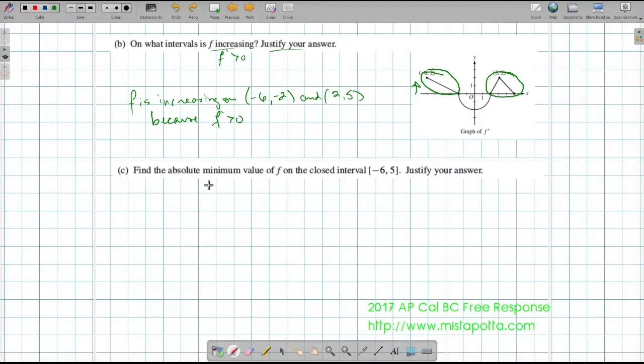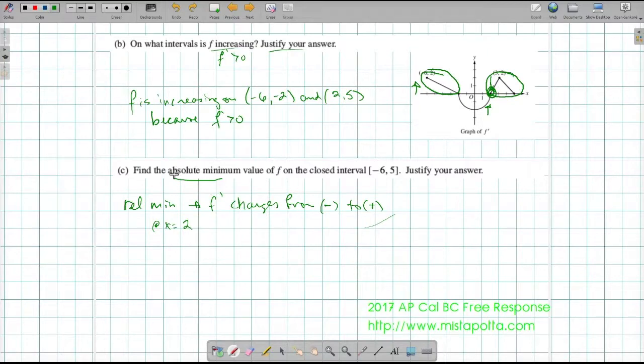On part C, it says find the absolute minimum of f on the closed interval -6, 5. Justify your answer. Keep in mind that it's easy to find the relative minimum. It's going to be wherever f prime changes from negative to positive. And that happens at this point here. That's where my derivative was negative and now it's positive. So I have a relative minimum at x equals 2.